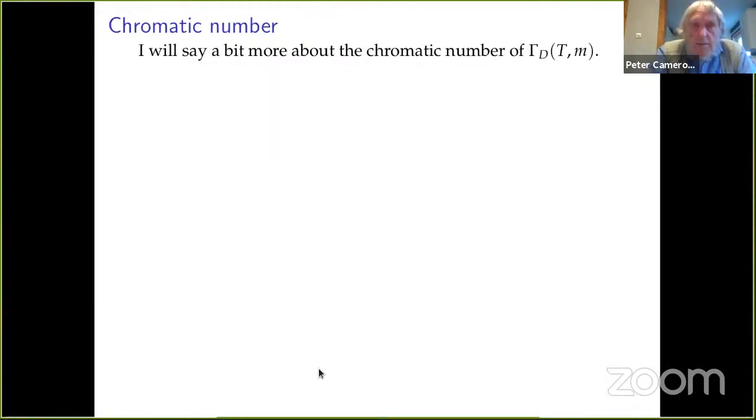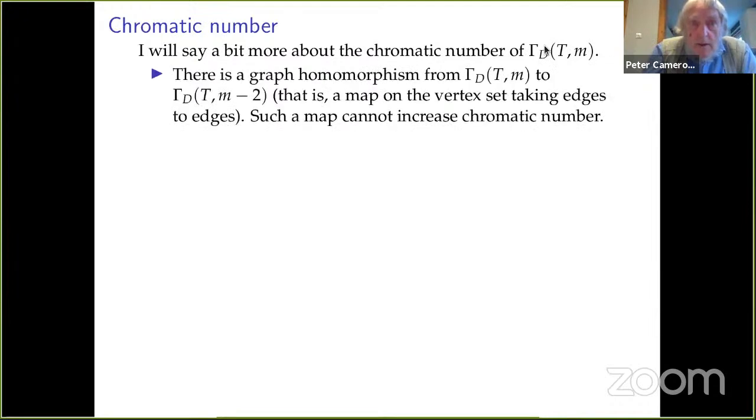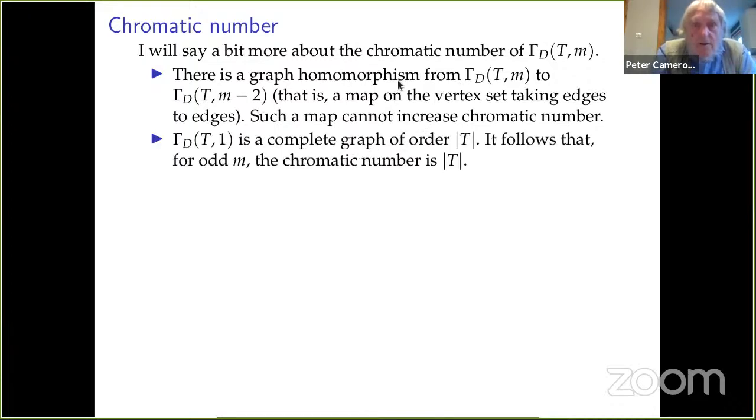So just let me briefly say something about chromatic number, because I think this is a beautiful problem. What's the chromatic number of this graph? Well, first thing to say is there's a graph homomorphism, which I won't define here, a map taking edges to edges from the M dimensional to the M minus two dimension. So we can drop the dimension by two by a graph homomorphism. And graph homomorphisms do not increase chromatic number. So you can go down by steps of two.